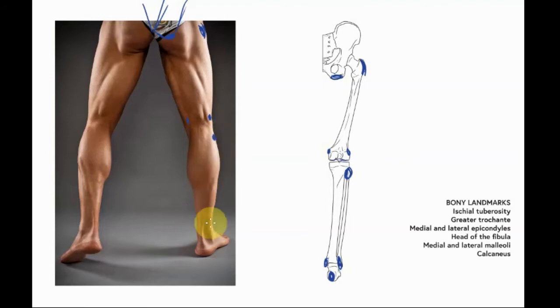The malleoli, fairly clear to see, that medial malleolus slightly higher, that lateral malleolus slightly lower. And then finally calcaneus, the heel bone. Posterior, inferior, it'll be the bump at the very base of the foot.